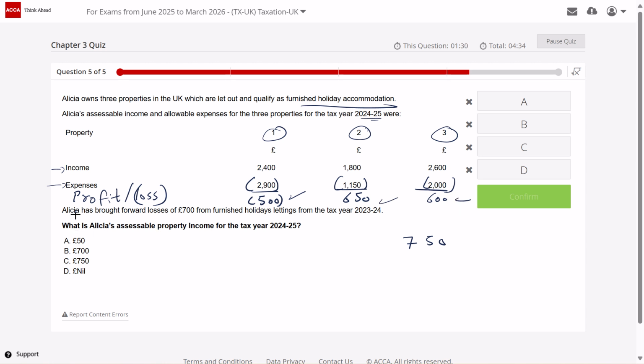Other than that, it says that Alicia has brought forward losses of 700 from a previous FHA year. So can I say I can use this to set off against my current year's FHA profits? FHA losses can only be used against FHA profits only. So don't use it against any other property income. So Alicia's property income for tax year 24-25 is nothing but 50. So that is option A.